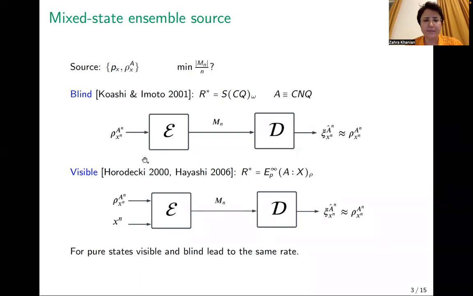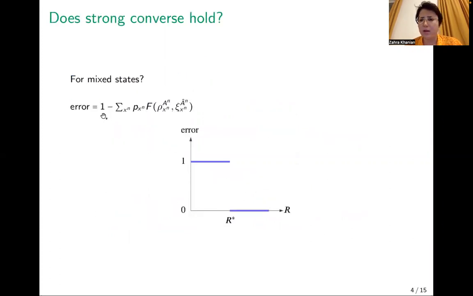In the visible case, the optimal compression rate was first shown by Horodecki to be some regularized variable, and then Hayashi showed that this is actually equal to the regularized entanglement of purification. It's also worth mentioning that if we have an ensemble of pure states, then it doesn't matter whether it's a visible or blind scenario. In all cases, the optimal compression rate is equal to the von Neumann entropy, and a strong converse holds anyway. So now the question is, if we have compression of mixed states, does the strong converse property hold in this scenario or not? I mean, are we going to have this sudden jump in error if we go below the compression rate or not?